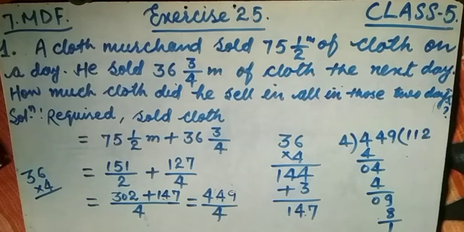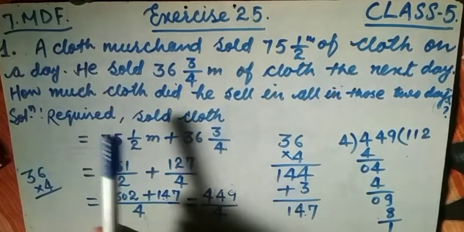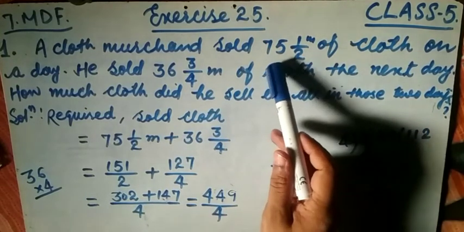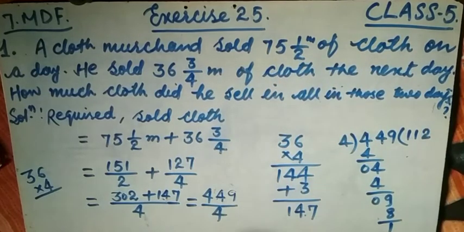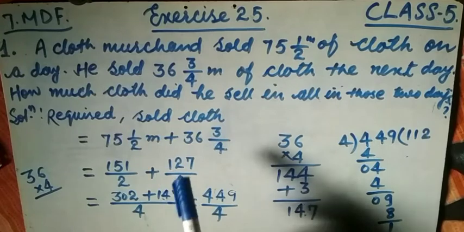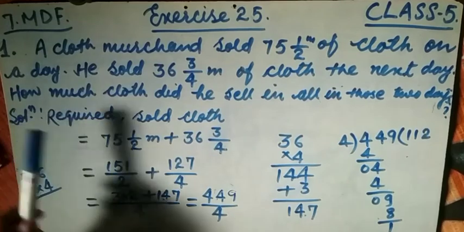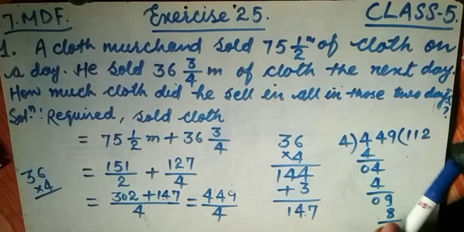So here we have taken question number 1, and the question says a cloth merchant sold 75.5 meter of cloth on a day. He sold 36 and 3/4 meter of cloth the next day. Now how much cloth did he sell in all those 2 days?